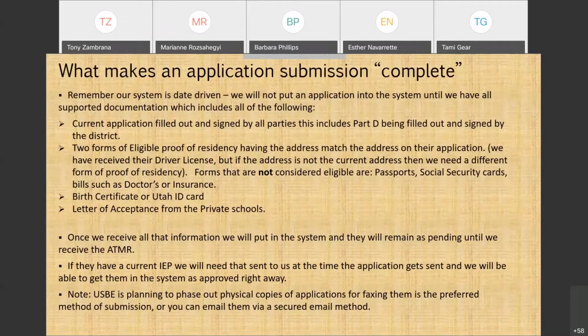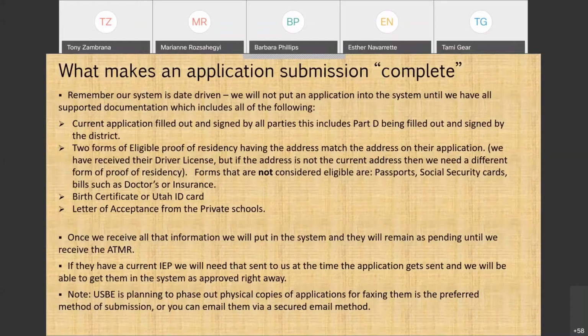Driver's license, mortgage statement, bank statements, credit card statements, just showing their address on there. They would also need a birth certificate or a Utah ID card if they don't provide the birth certificate. And then again, the letter of acceptance to the private school. If they don't have that, we have accepted the payment form showing that they have enrolled and registered.